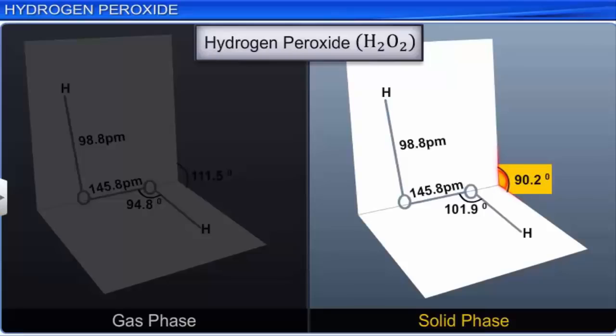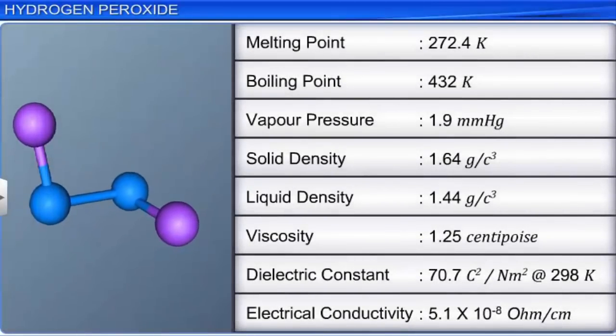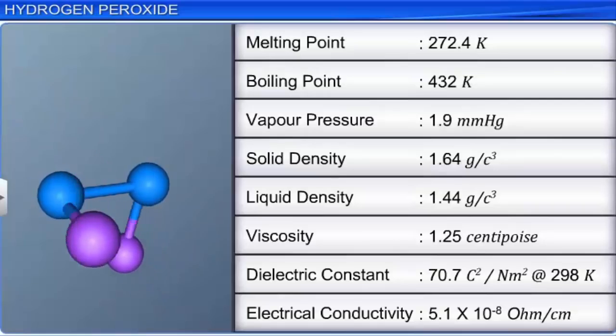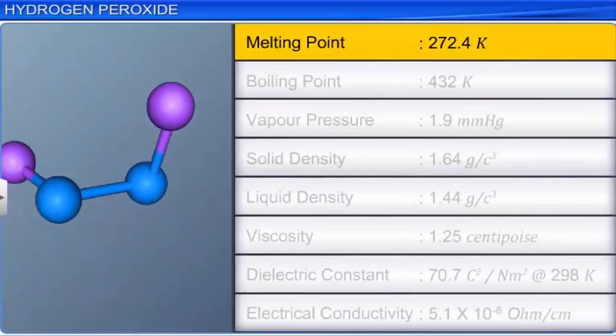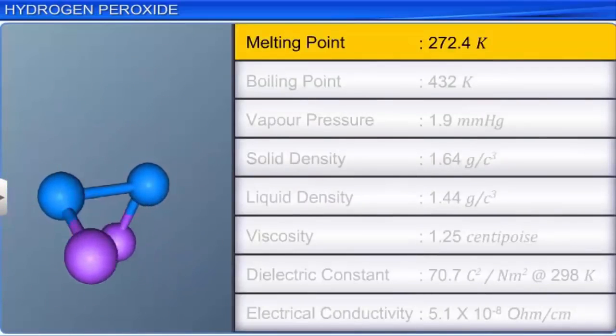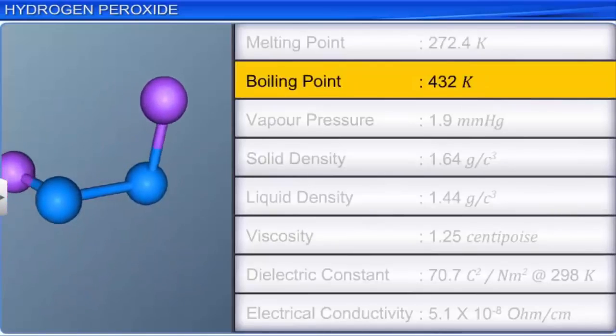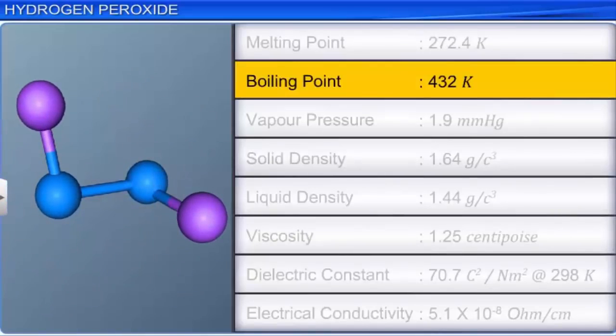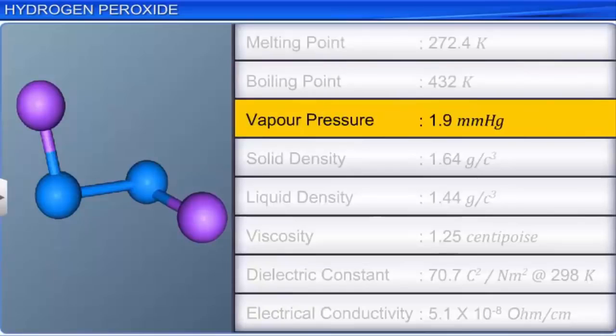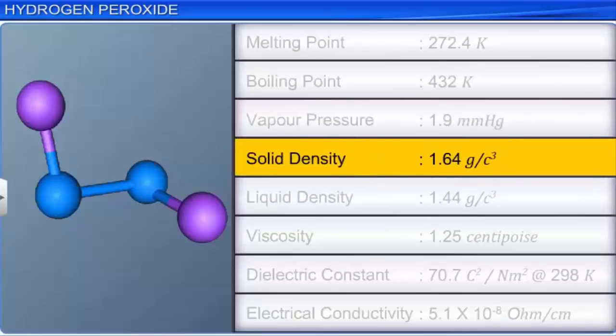This affects its physical properties. It has a melting point of 272.4 Kelvin, a boiling point of 432 Kelvin, a vapor pressure of 1.9 millimeters Hg, a solid density of 1.64 gram per cubic centimeter, and a liquid density of 1.44 gram per cubic centimeter.